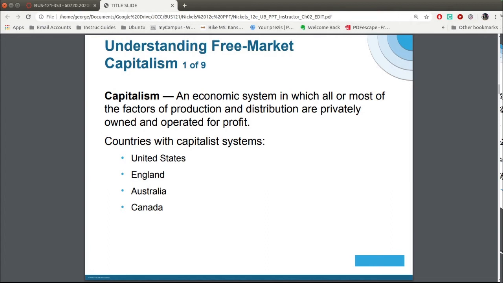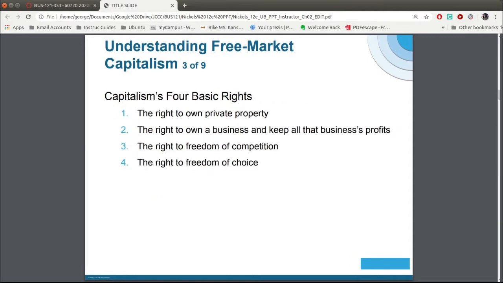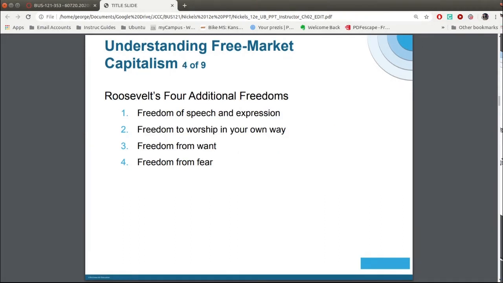Capitalism is that whole idea that the factors of production are privately held. In other words, you can start a business whenever you want, for whatever you want. Now, there are 4 basic rights that go with capitalism: the right to own property, to own a business and keep those profits. You can compete, and you have the freedom of choice. You can sell certain things, make certain things, compete in certain markets, or not in all of those. Roosevelt also included 4 additional freedoms: freedom of speech, freedom of worship, and freedom from want and fear.